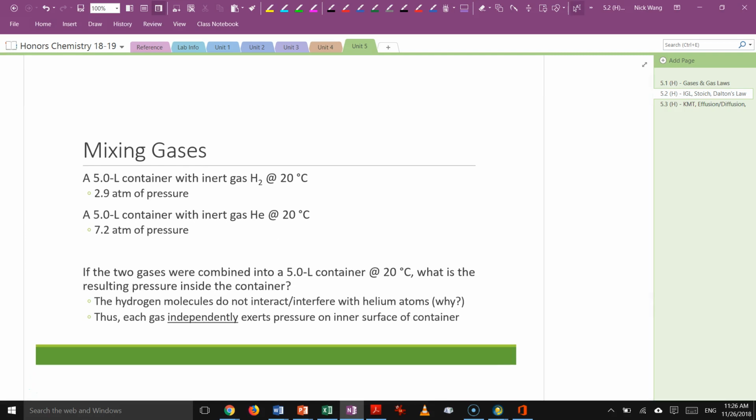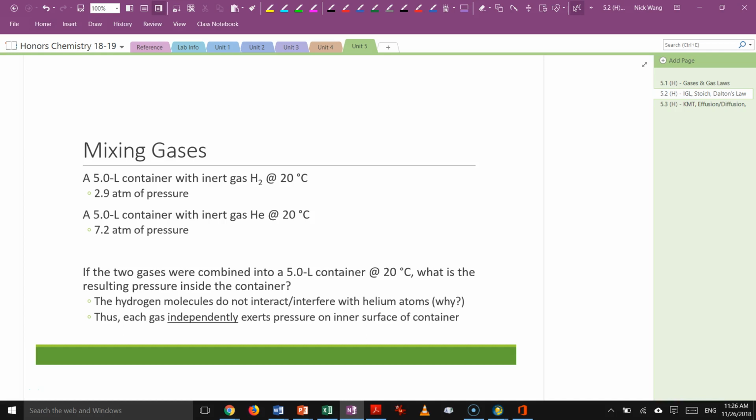So let's say we have a mixture of gases here. First of all, we have a 5.0 liter container that has an inert gas, the word inert referring to non-reactive. It has inert gas H2, and it's held at 20 degrees Celsius. In this container, it has 2.9 atmospheres of pressure of this H2 gas. Second container has 5 liters also, and it has another inert gas, helium. That's a noble gas, so we know that's typically unreactive anyway. And that's held at 20 degrees Celsius, which has a pressure of 7.2 atmospheres.